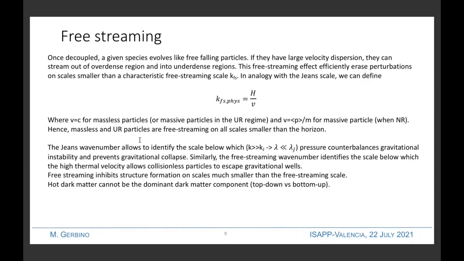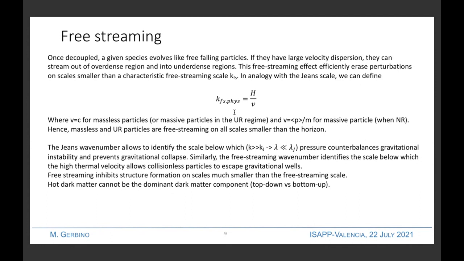Similarly to what we have done with the Jeans scale, we can represent the free streaming scale as the balance between two different effects. One is again given by the scale factor, and the other effect is given by the velocity dispersion of these particles, of these components. This velocity dispersion can be as large as the speed of light for massless particles or for massive particles that are still in their ultra-relativistic regime. But it can be very small, comparable with the average momentum of these particles divided by their mass, in the case of massive particles that are already in the non-relativistic regime.